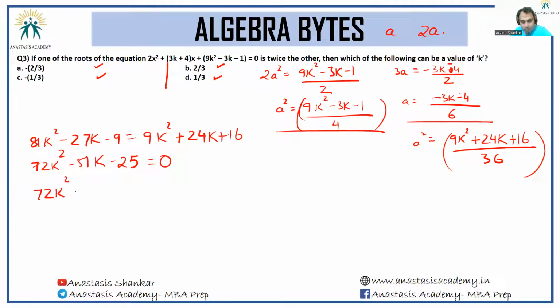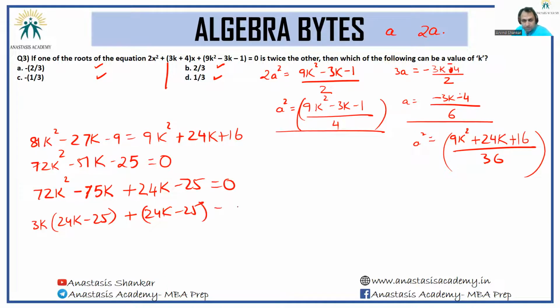72k square minus 75k plus 24k minus 25 is equal to 0. So we get 3k taken out common, 24k minus 25 plus 24k minus 25. So finally 3k plus 1 or 24k minus 25 equal to 0. So k can be equal to minus 1 by 3. Answer to this question has to be option C.